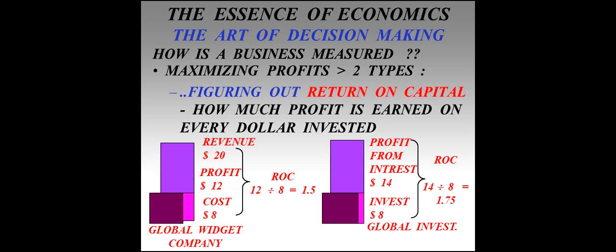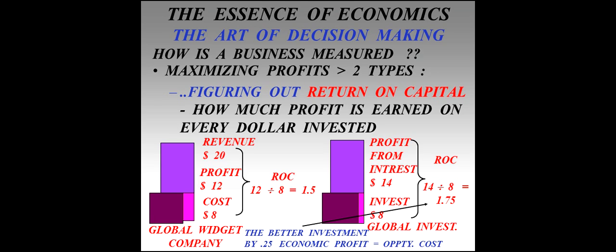Now in this simple illustration, it's pretty clear to see that the global investment alternative was the better investment by 25 cents economic profit or 25 cents opportunity cost. Now you as an investor had a choice here. You could start your own business and invest the $8 or go to this alternative. By giving up the alternative and staying with the Global Widget Company, you passed up an opportunity cost of 25 cents additional profit on every dollar invested.